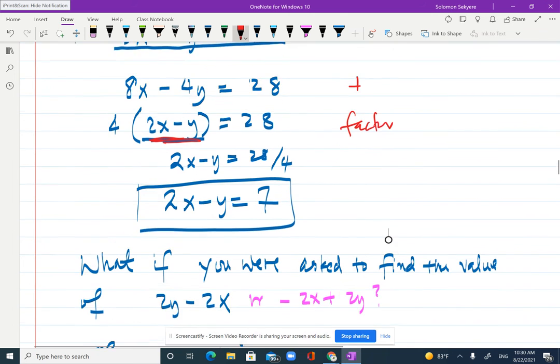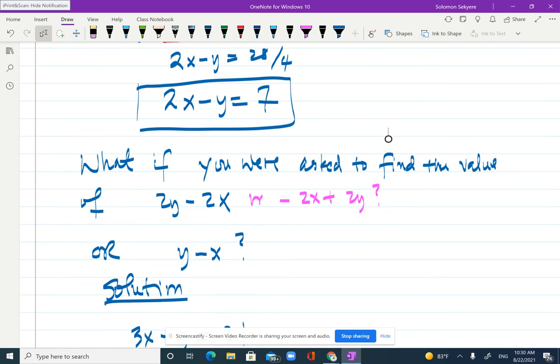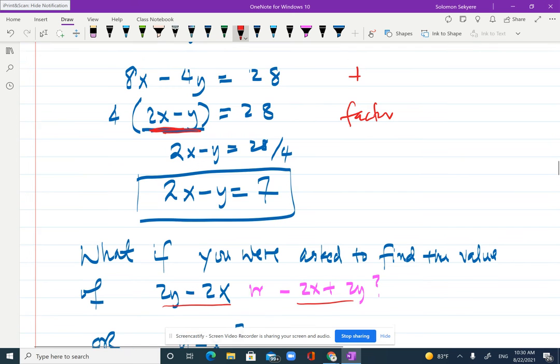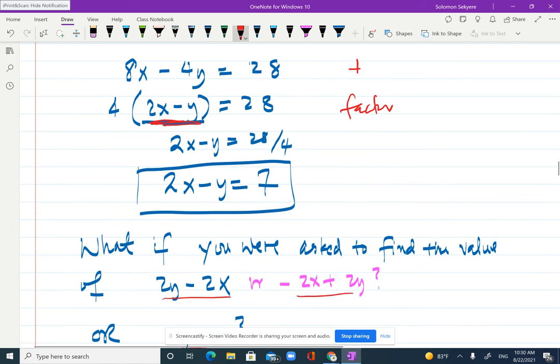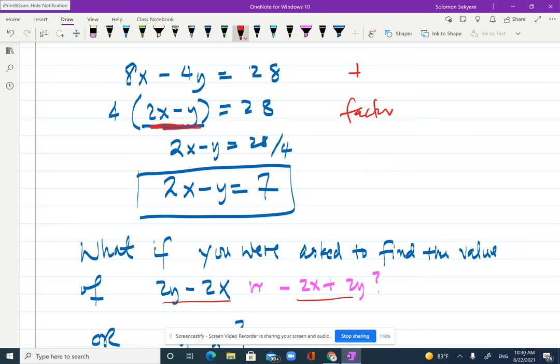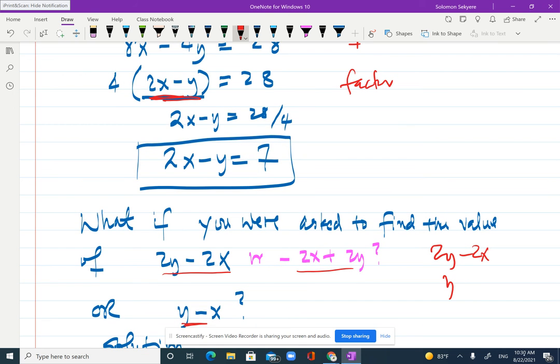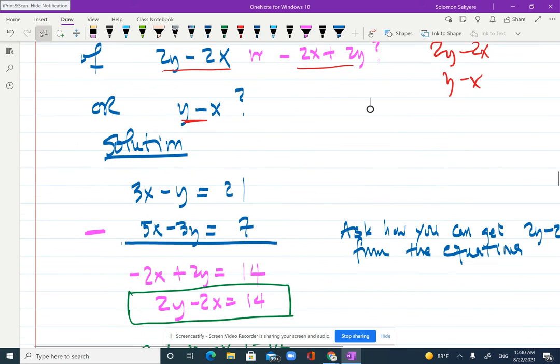It's 7. What if you're asked to find 2y minus 2x, or negative 2x plus 2y, or even y minus 2x? Go back to the question, and in place of finding 2x minus y, ask yourself, what is 2y minus 2x, or what is y minus x? Answer these and then come back and watch the video. What if you ask that?